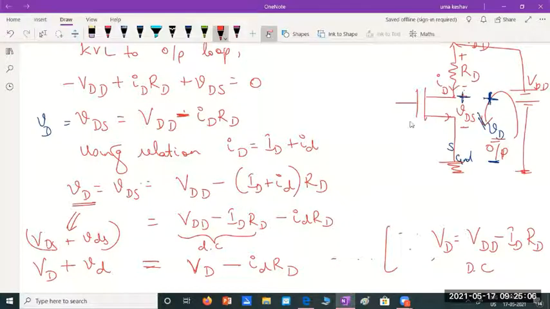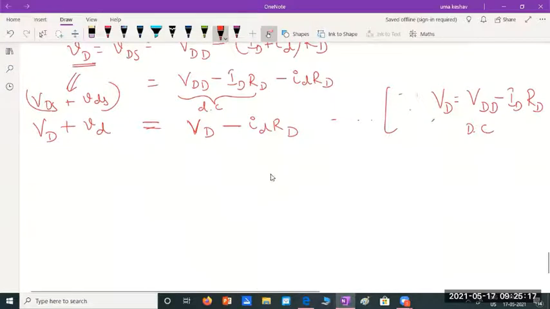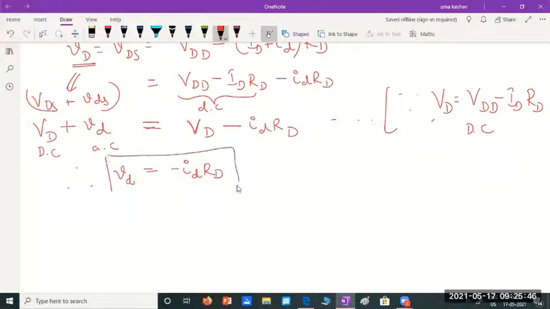Rather than measuring just the drain source voltage, we are interested in measuring the total voltage between the drain and the ground, which we can call VD. So I'm calling it VD, which can be expressed as the sum of DC plus AC value. So when I compare the LHS and RHS, what do you infer? VD cancels, the DC part remains the same. The small signal value or the AC drain voltage is given as minus id RD.